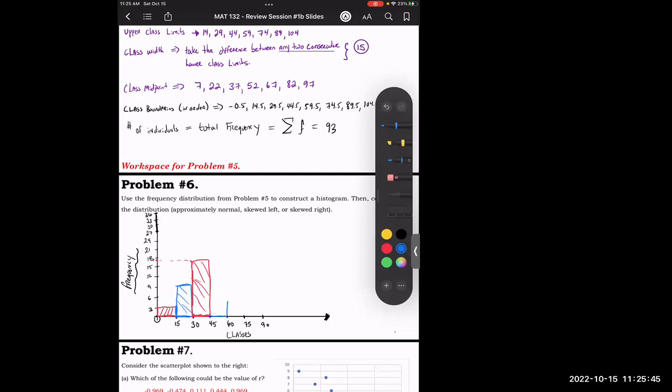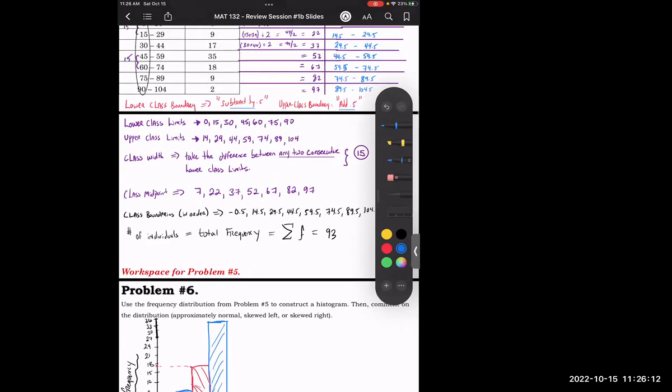By the way, when you're drawing a histogram, notice that the bars have no gaps. The only time you would have a gap is if a class has a frequency of 0, where you might see a little space in your histogram. The next one is 18.